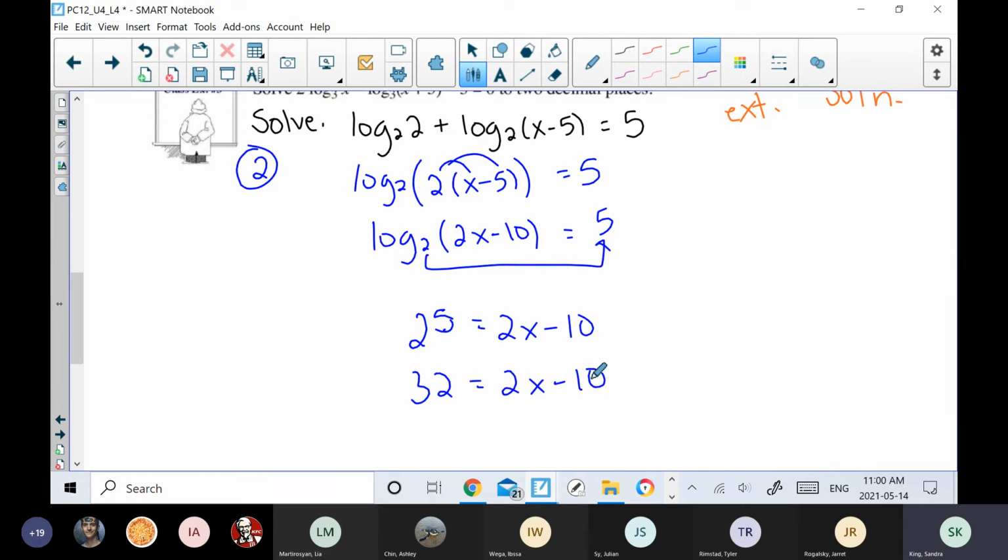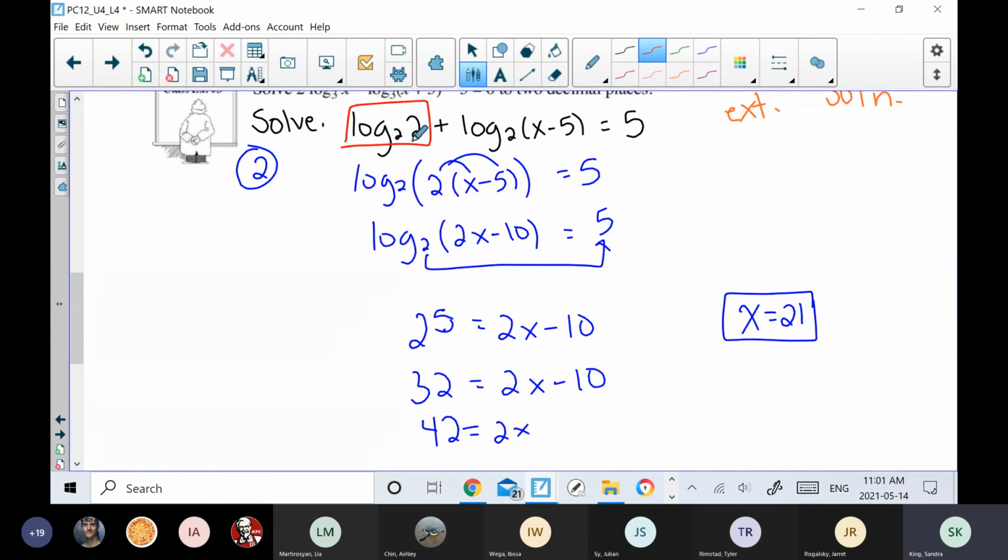And then, just want to make sure I'm doing this right. Add 10 to both sides. 42 is equal to 2x. And then you would divide 42 by 2 to isolate your x, and you get x is equal to 21. Okay. I'm just going to check this, but if I put 21 in here, that's fine because my argument is going to be positive, so that's going to be my solution.